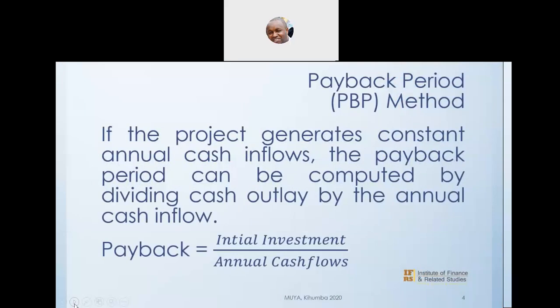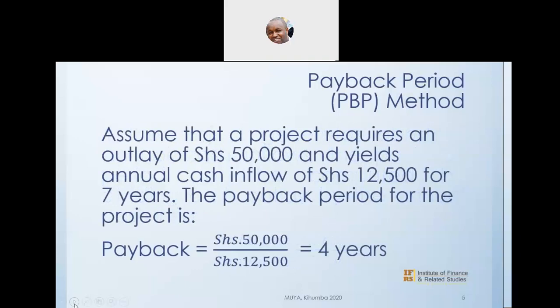How do we compute payback period? In the event the project generates equal cash flows, the payback period is simply computed as the initial investment, and we divide that by annual cash flows, and we could take an illustration.